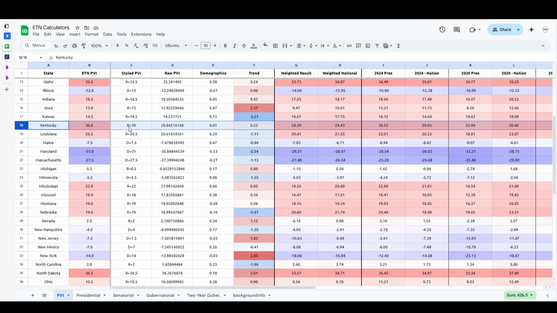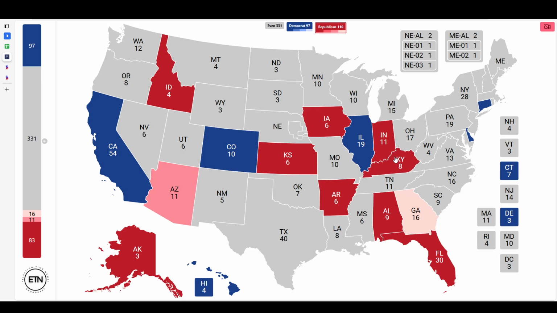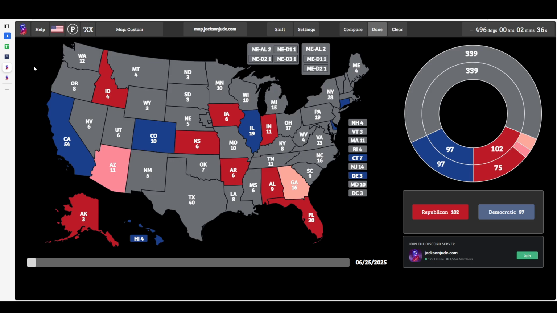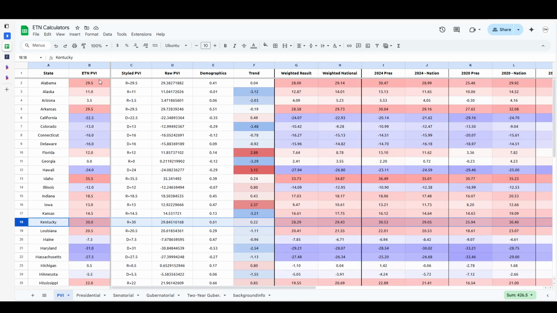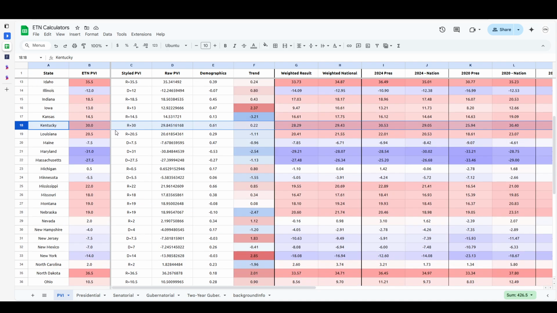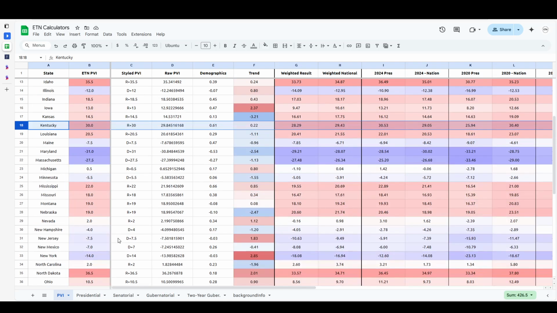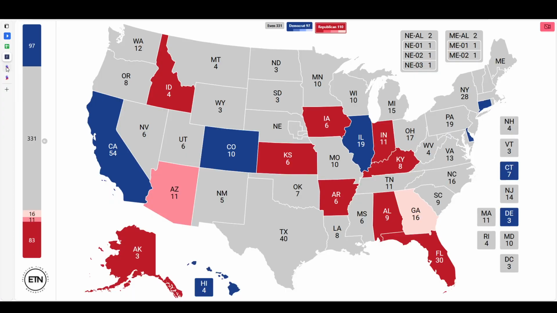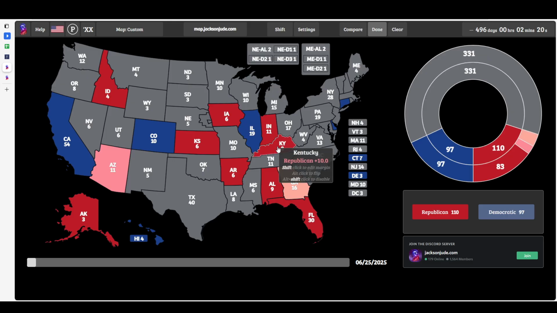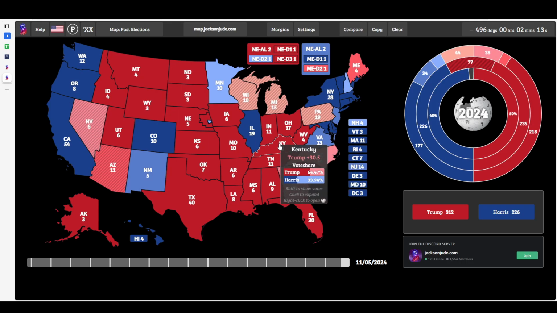Kentucky, we have R plus 30. So this is one of the reddest states in the entire country, and it's actually a bit more than Alabama and Arkansas. If I'm correct, other than Oklahoma, North Dakota, West Virginia, and Wyoming, this is the 5th reddest state in the entire nation. And so now when you're talking about states, this is one of the ones where you get to ridiculous numbers. Trump won it by 30.5.